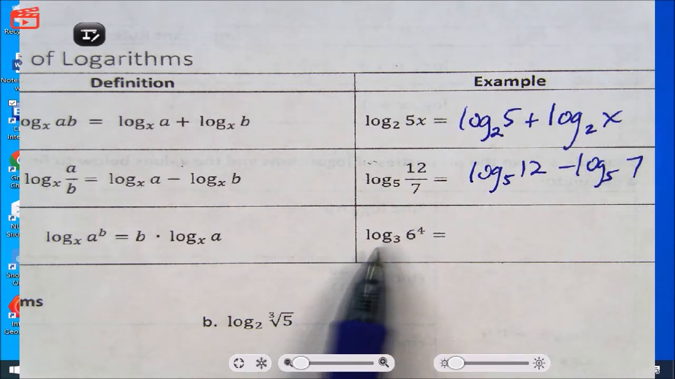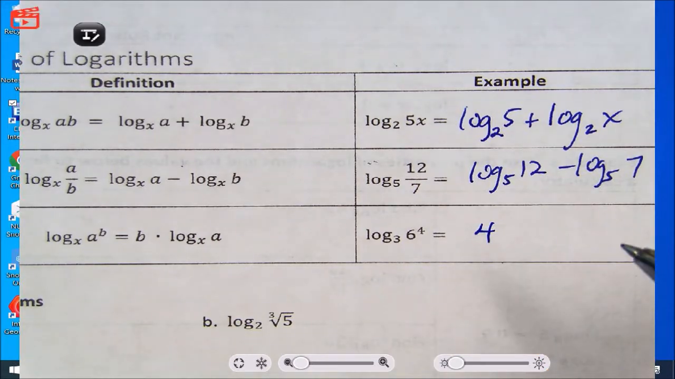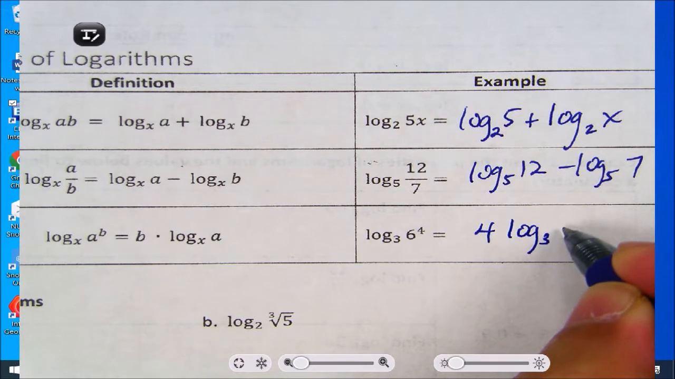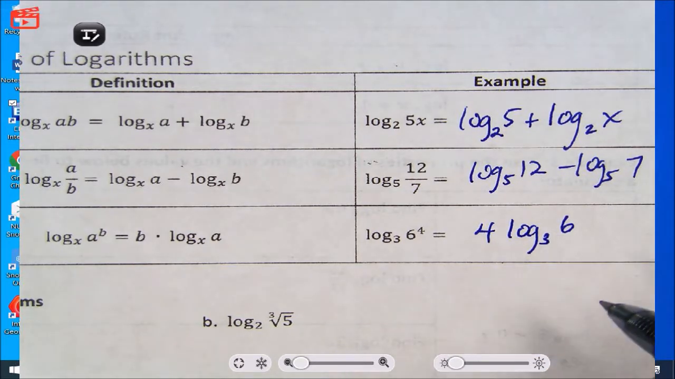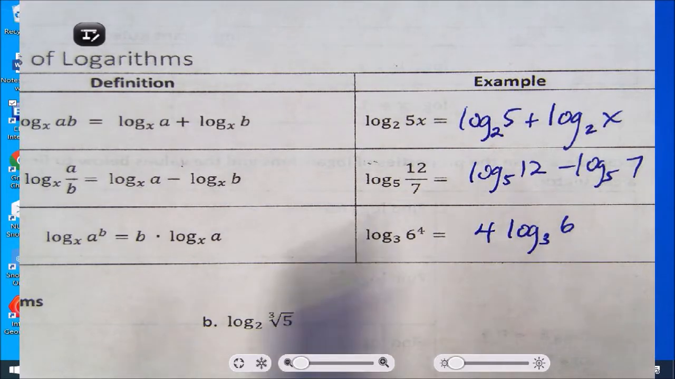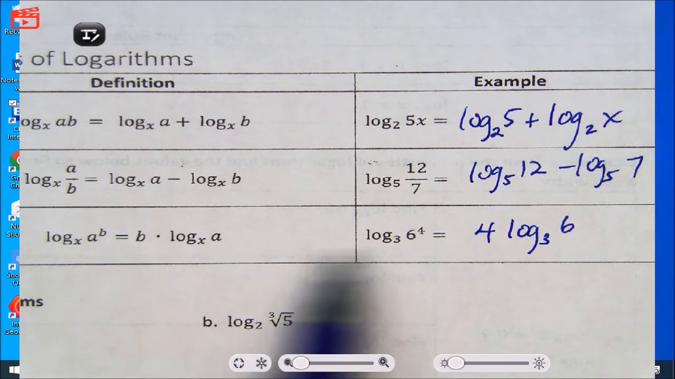All right, so this is an exponent. So the exponent comes forward as a coefficient, and then you just copy the rest. Log base 3 of 6. And that's that one. Is that times log? It's 4 times log base 3 of 6. So we don't write the times? You do not. Are you talking about this dot? You do not have to write that dot.